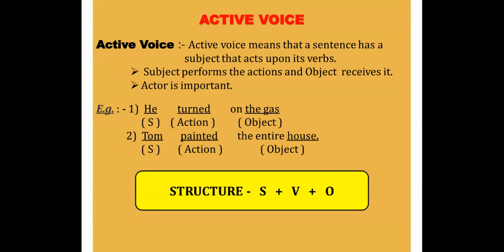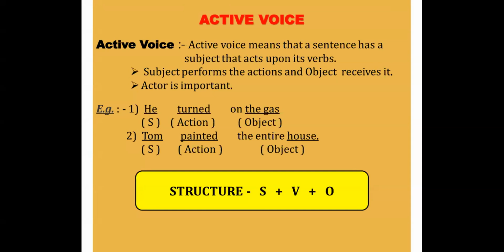So what is the structure of active voice? Subject plus verb plus object. In the sentence, first the subject comes, then the verb comes, that is the action word, and then comes the object. So this is the active voice.